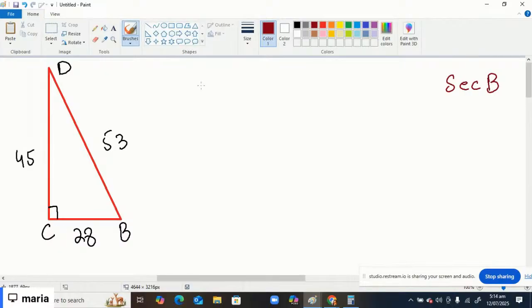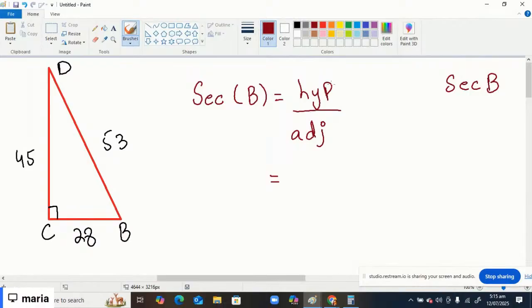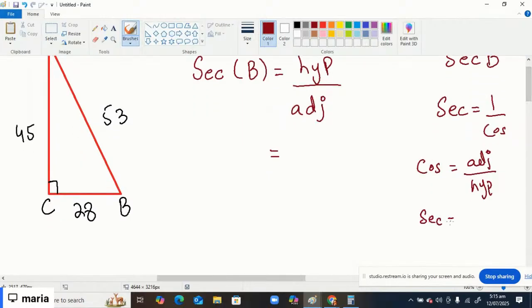Secant B is equal to hypotenuse over adjacent. What is hypotenuse? Because cos is adjacent over hypotenuse, this is the opposite of cos. Okay, secant is equal to 1 by cos. And if your cos is adjacent over hypotenuse, and when you move it, secant is 1 over adjacent over hypotenuse, so hypotenuse moves up and there is adjacent.